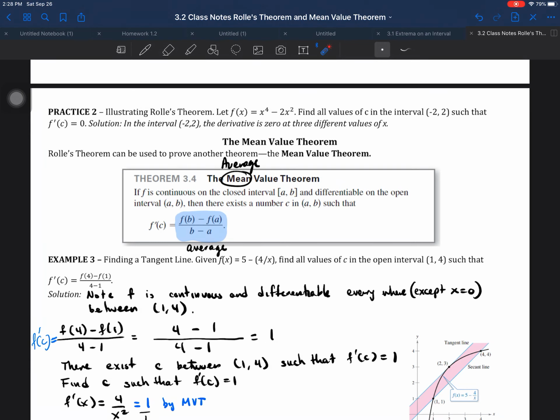All right. The next topic, the next objective, is to talk about the mean value theorem.